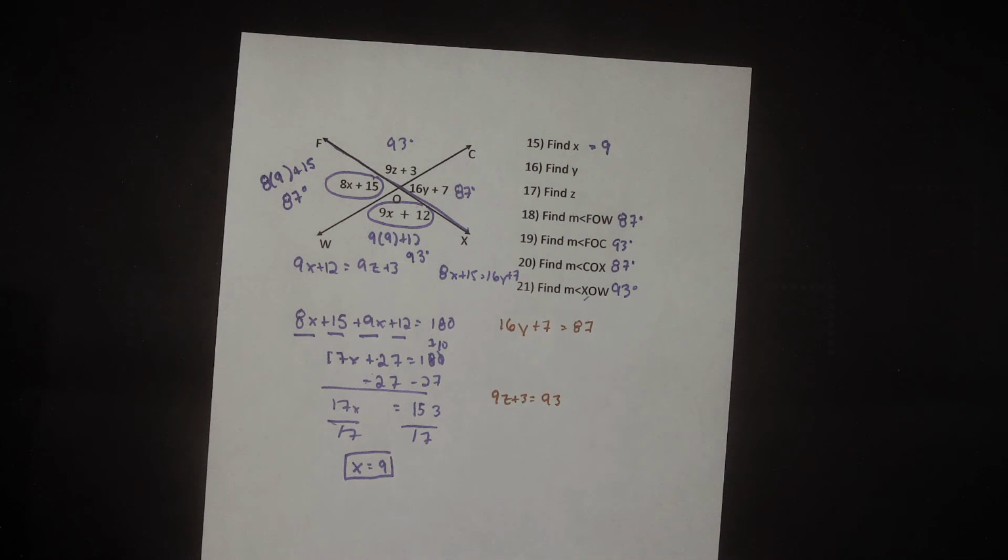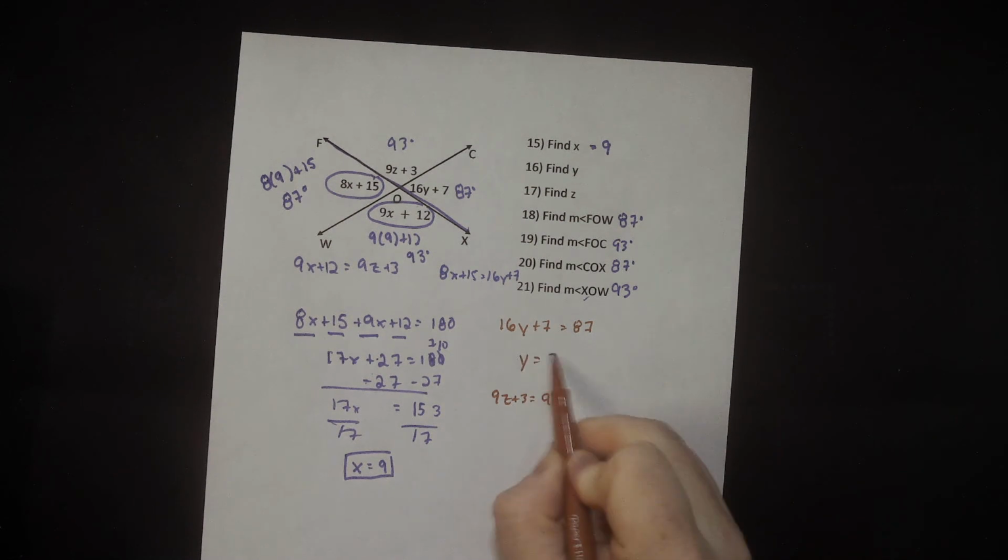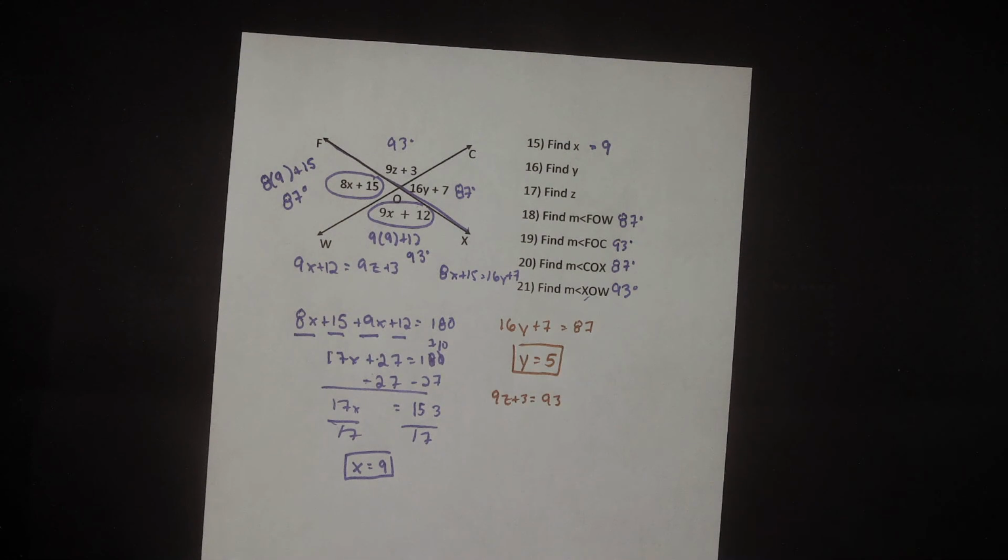And if I do the quick math, let's see, that would be 87 minus 7 is 80, and then 80 divided by 16, so it would be 5, because 5 times 16 is 80. And then, let's see, 93 minus 3 is 90. That one's easy. 90 divided by 9 is 10. That gives me the answers that I want. So, just remember, if they're across from each other, you set them equal to each other. If they're next to each other, in vertical angles at least, you add them up to be 180.